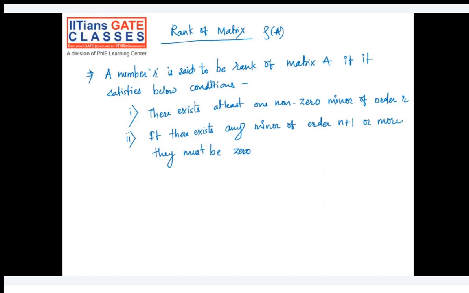The second one is if there exists any minor of order R plus 1 or more, they must be 0. So what it means is the other terms inside that matrix, apart from that minor, should be 0. Okay, let me try to explain this to you through some examples.